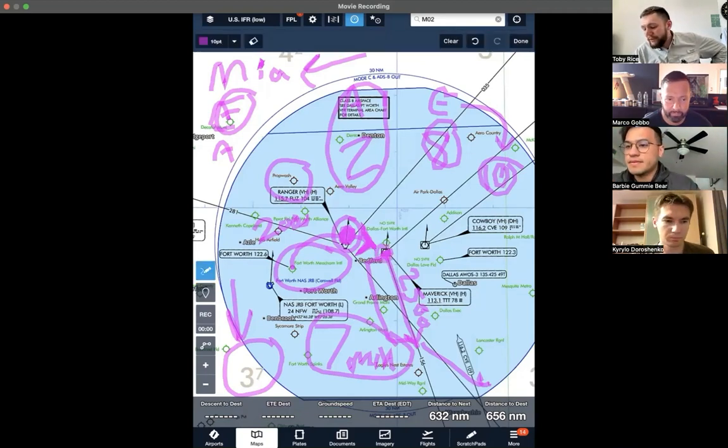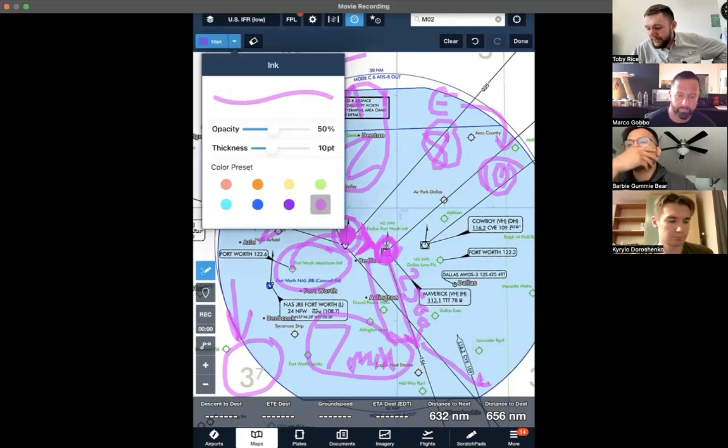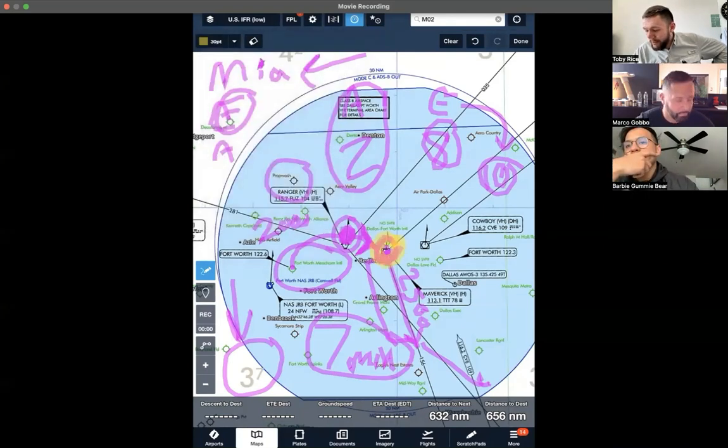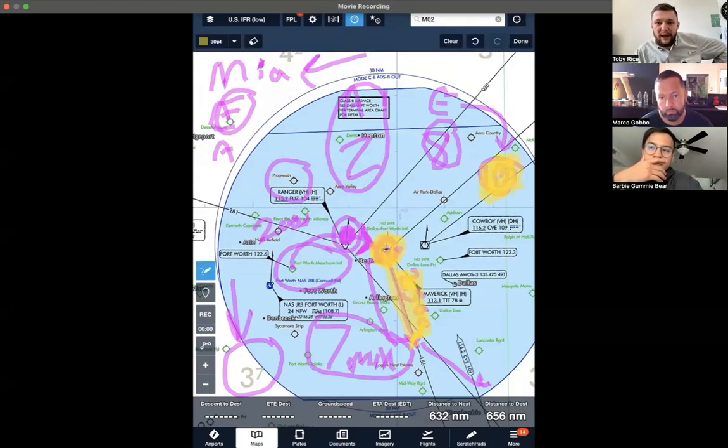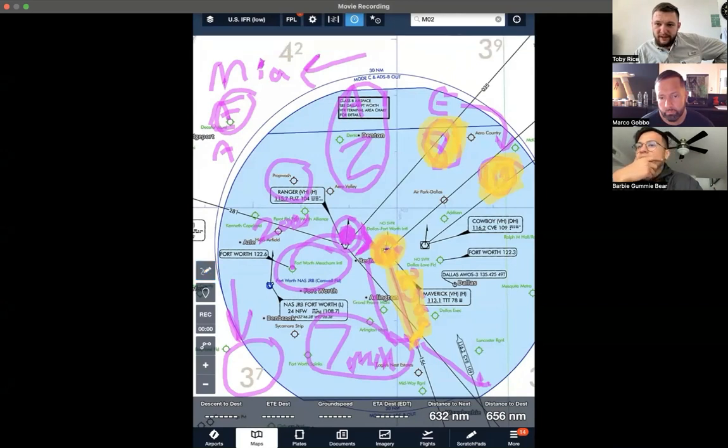Now, once we hit Maverick VOR, I'm going to change the color so I can see what I'm doing here. Once we hit the Maverick VOR and we are on this route, we can descend to 2,500. However, by the time we get to Maverick, it's been 10 minutes. So we can climb to 8,000, which is obviously the highest. Make sense? That's about as complicated as that gets.